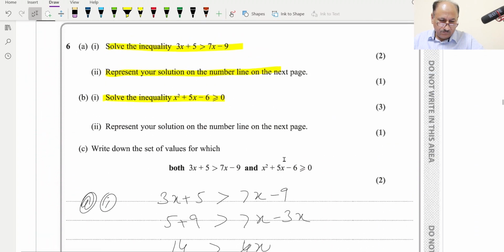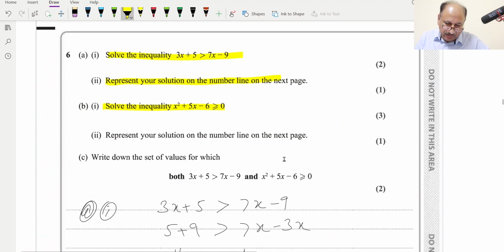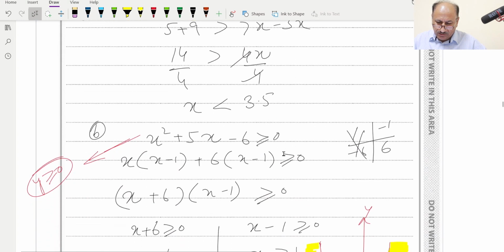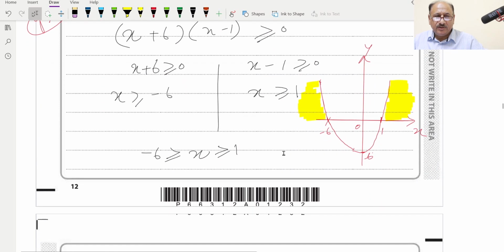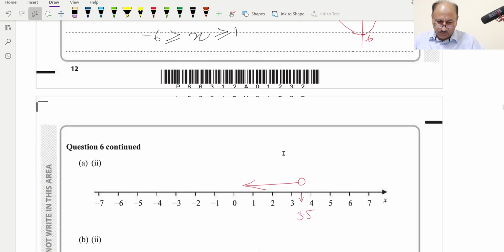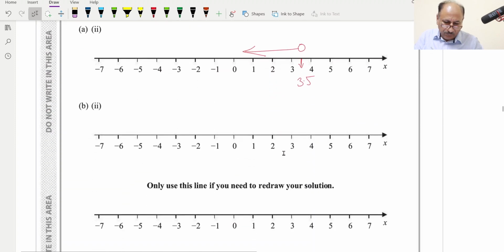And for the B second part, they are saying represent your solution on the number line on the next page. So the same thing we have to represent on the number line also, and the number line provided is over here, which we can see, which has one point at -6 and it is less than or equal to, so we will be filling this properly, and this is a filled one, and this portion, and my 1 is over here, so this is also a filled one, and this will be to the side.